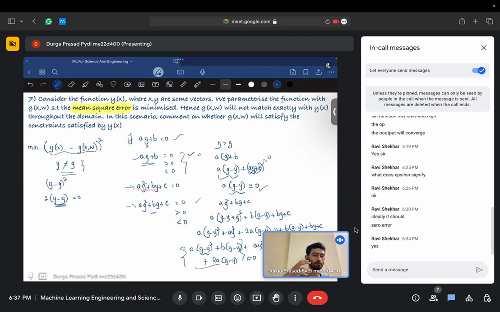So you don't have to additionally put this constraint into your optimization function. By doing your mean square optimization, it should be enough to take into account all these other constraints that you have.